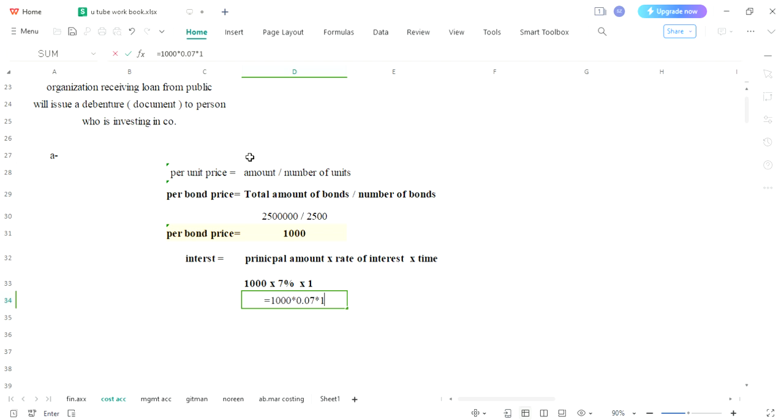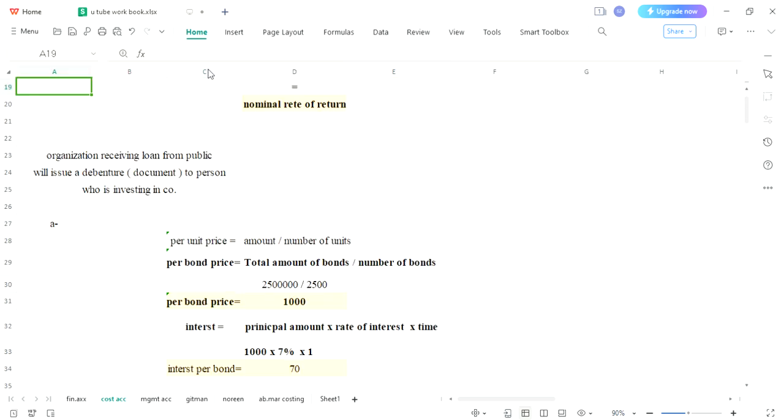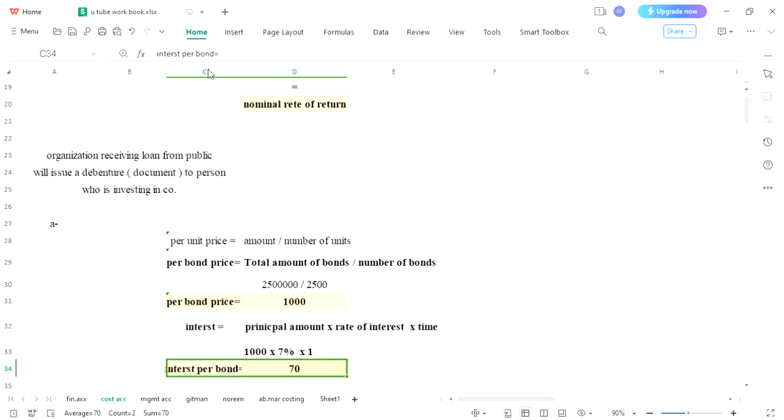So please note it down. 1000 multiplied by 7%, that means 7 divided by 100, 0.07, and multiply by 1. So you have got your interest per bond that has been calculated. Interest per bond, this is also to be considered as your answer. Have we written interest per bond? Okay, no. So please note it down. Your answer for the first part is this, interest per bond. Let me change it to yellow because all answers we will write in yellow color.